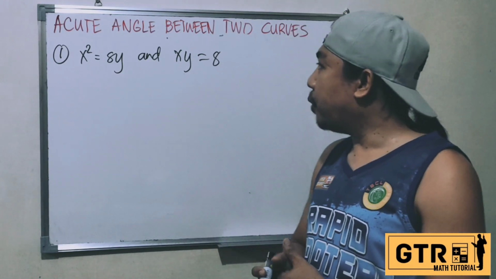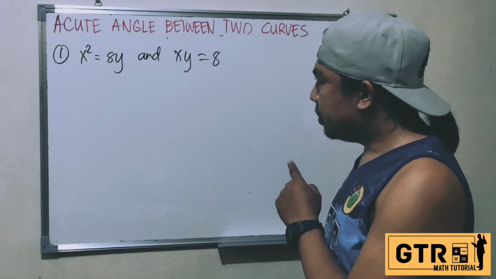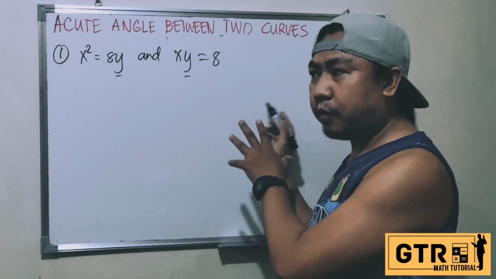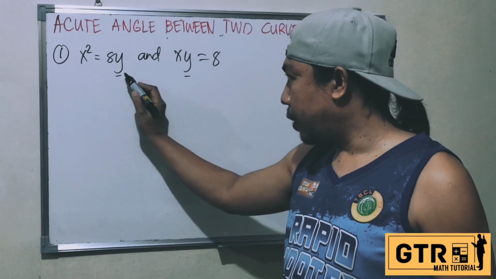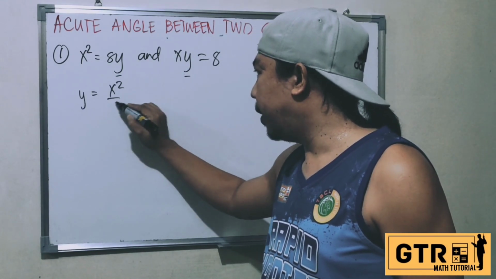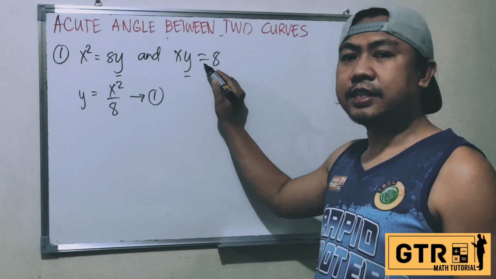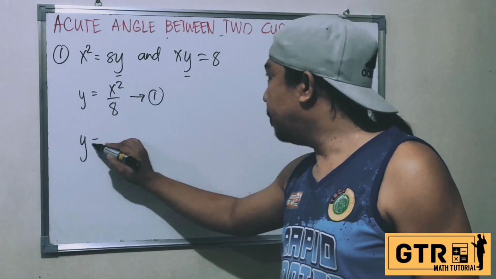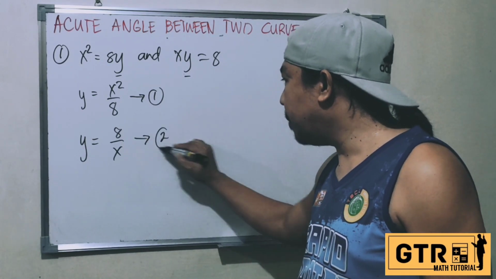So first step is find the point of intersection. So we can solve for y of both equations and then equate so that we can solve the value of x. So solve for y for equation number 1. Divide both sides by 8, therefore y is equal to x squared over 8. And then for equation number 2, divide both sides by x. Therefore y is equal to 8 over x.